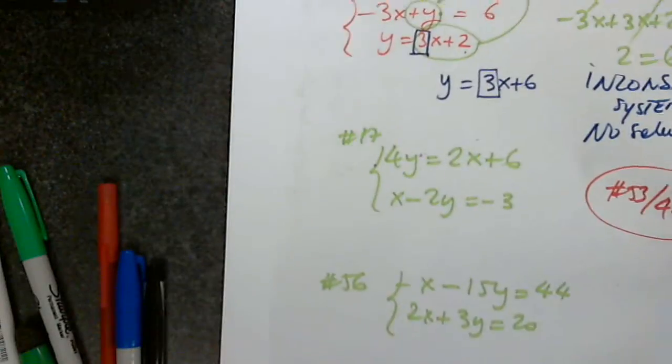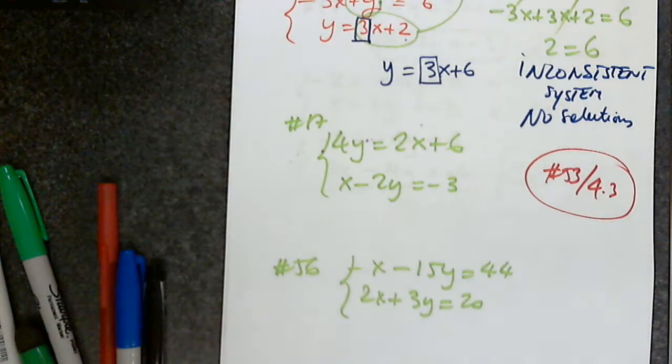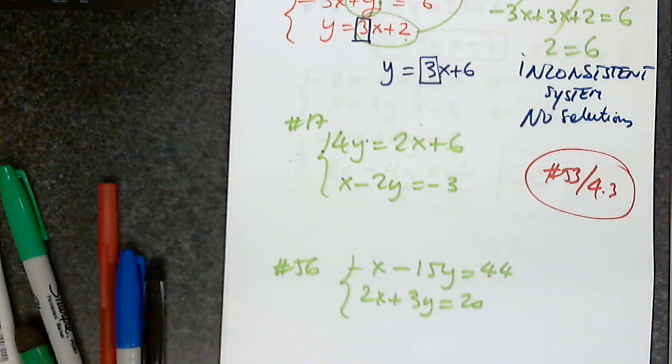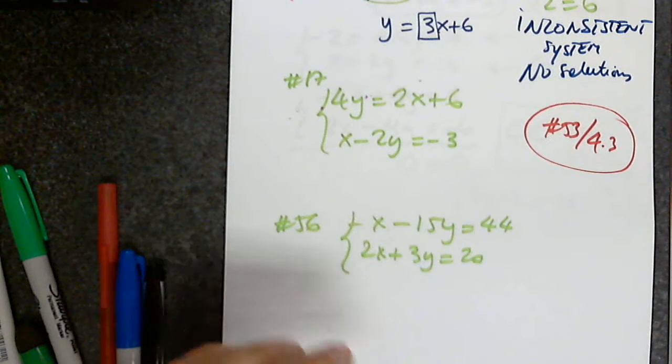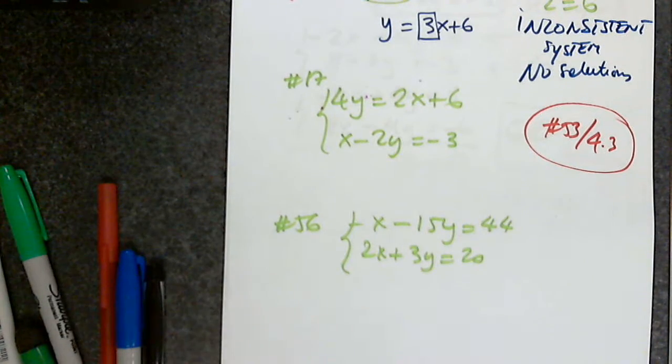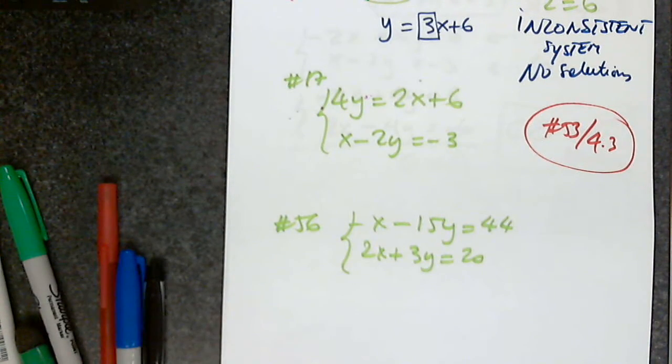Okay, one more system, 56. Negative x minus 15y equals 44. And 2x plus 3y equals 20. And then we'll look at 53.